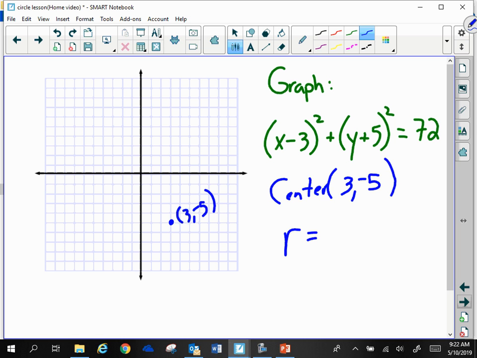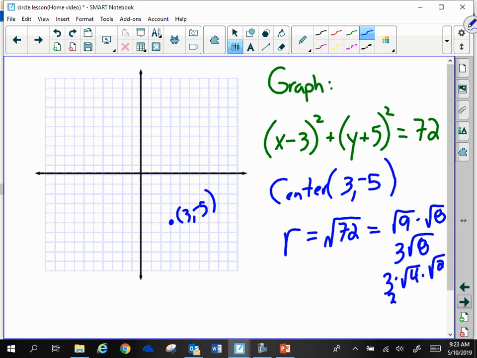So when I graph it over here, I'm probably going to want to know the decimal. But when I ask you the radius length, I need the exact length. So the exact length was the square root of 72, but that simplifies to the square root of 9 times the square root of 8. Is that all the way simplified? Because this is now 3 times the square root of 4 times the square root of 2, which is 3 times 2 times the square root of 2.